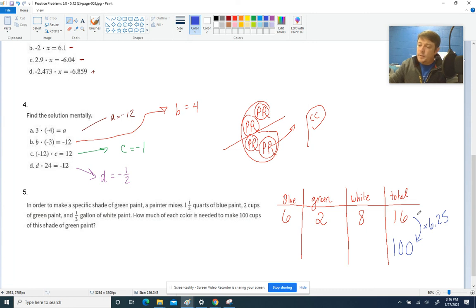6 times 6.25, that's 37.5. And 2 times 6.25, that's 12.5. And 8 times 6.25 is 50. So there's my mixture. If I mix all of those together, it keeps the same proportion because we multiplied them all by the same number. And we get 100 cups like they wanted us to do. So how much of each color? 37.5 cups of blue, 12 and a half cups of green, and 50 cups of white.